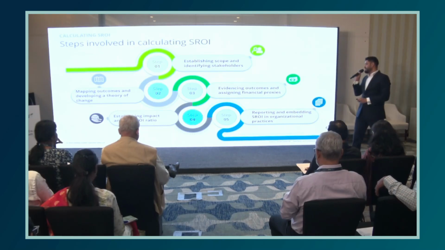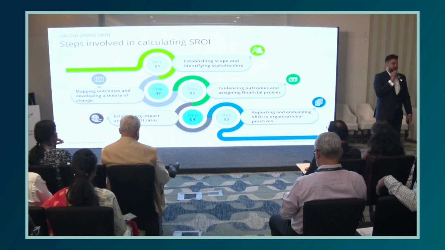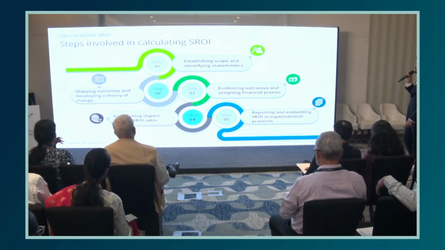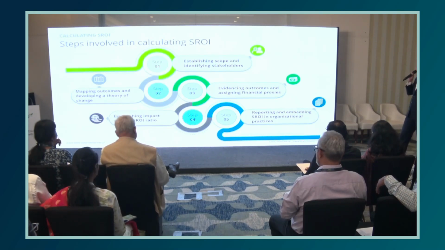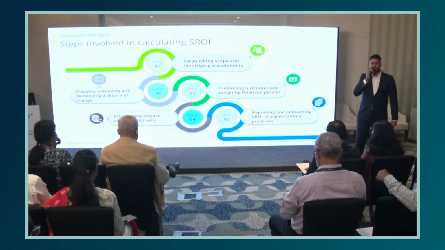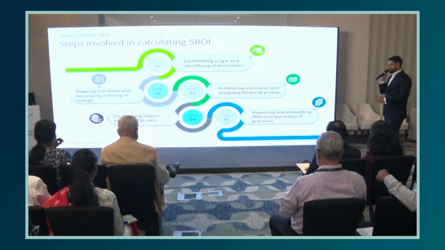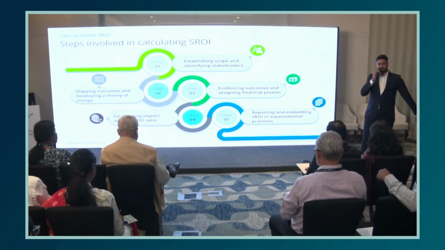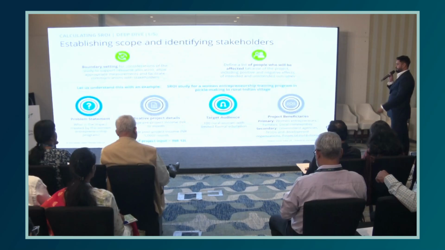The third one is evidencing outcomes and assigning financial proxies. This is where the math comes in. This is where you start monetizing your impact. Then you establish the impact and the SROI ratio. And the last step is you are embedding SROI in organizational practices. It's basically going ahead, adopting it, absorbing it, and communicating through it. So it looks simple, this 5-stage process, but of course there are multiple sub-activities linked to it.